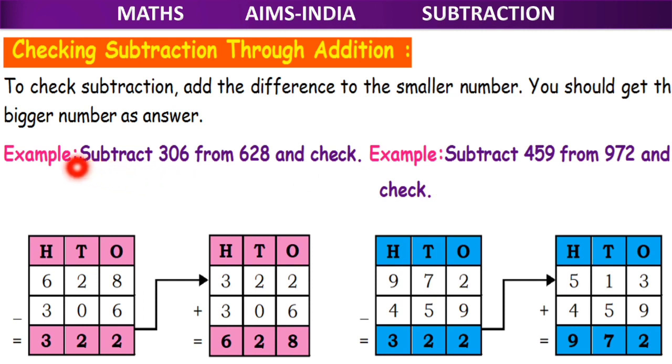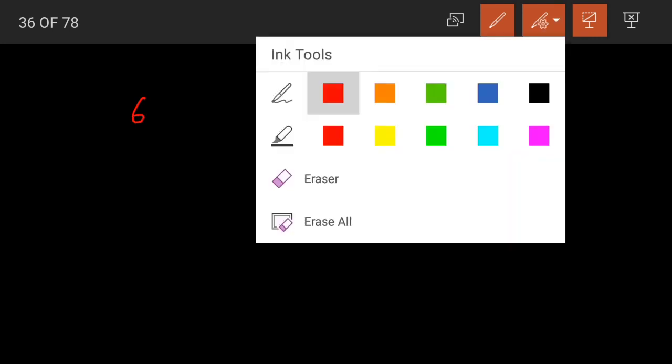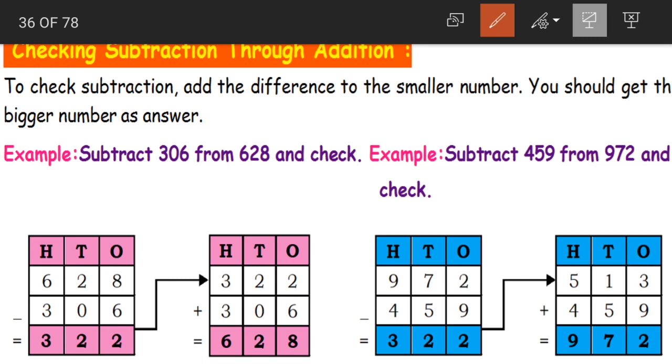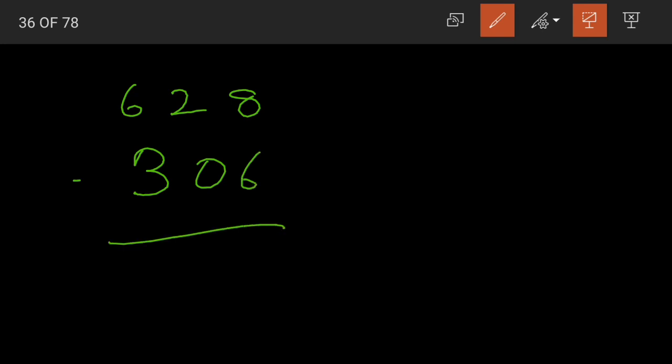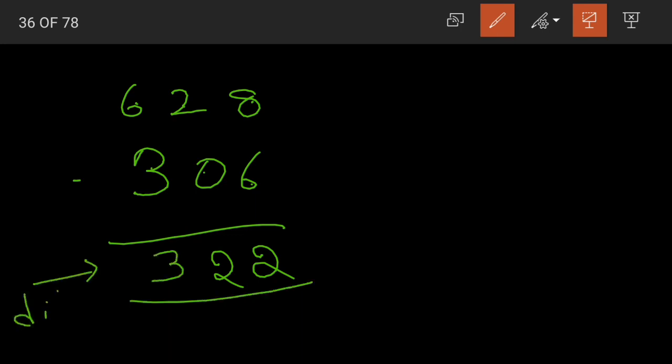Let us check with the help of an example. Subtract 306 from 628. Wait a minute. What was that? 306 from 628. Okay, let us subtract first. 8 minus 6, 2. 2 minus 0, 2. 6 minus 3, 3. Yes, children, this is our difference.